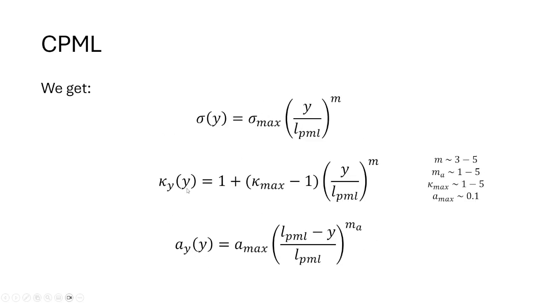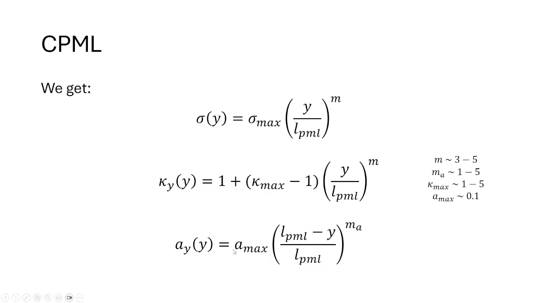Finally, we should mention our sigma, kappa, and a functions. So again, our sigma y is that graded conductivity that we talked about before. Our kappa y is also graded. So you choose your kappa max, and then your kappa y is just 1 plus kappa max minus 1 times this grading. And what this all does is make it so that in the non-PML region, where y is less than 0, to the left of the PML region, our kappa y is just 1.